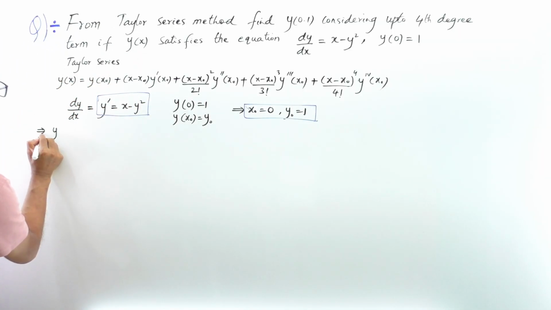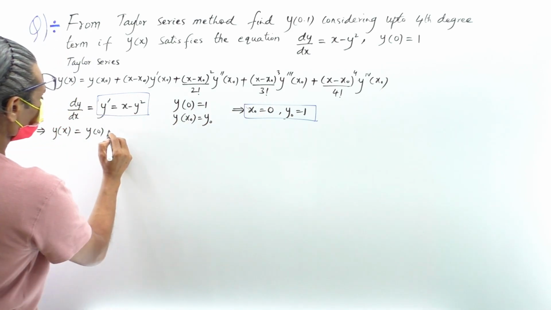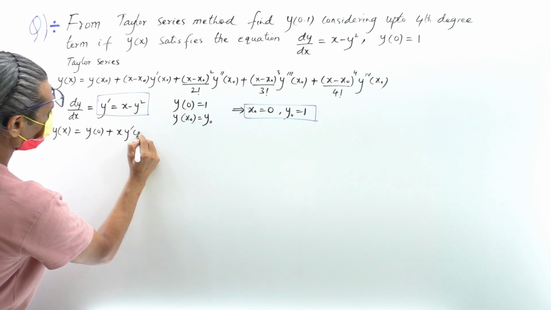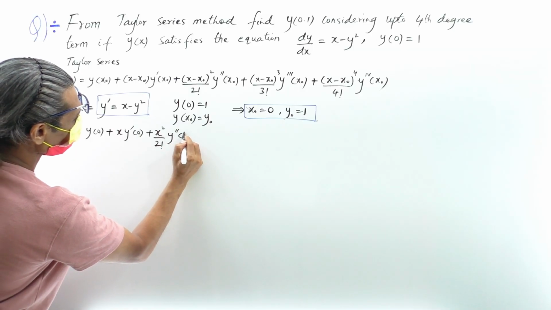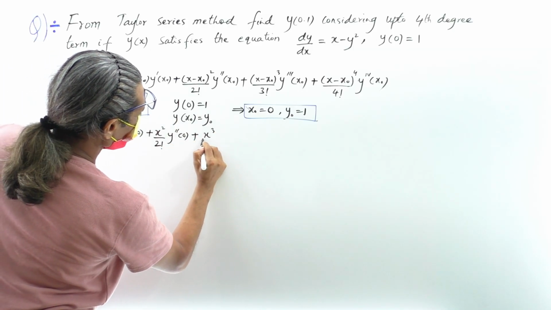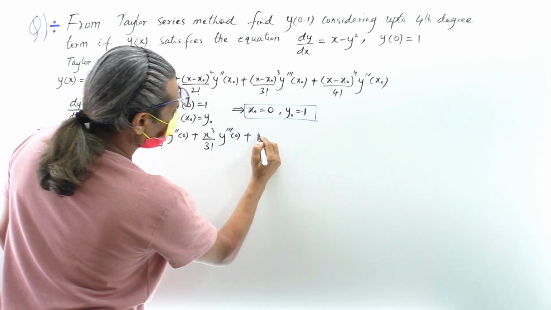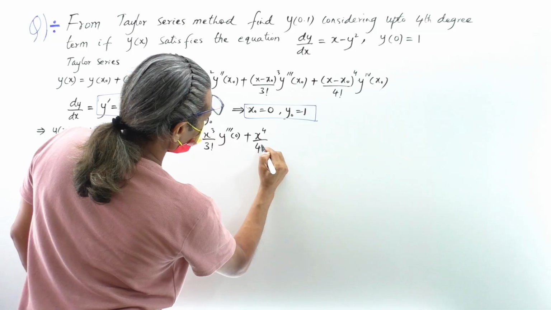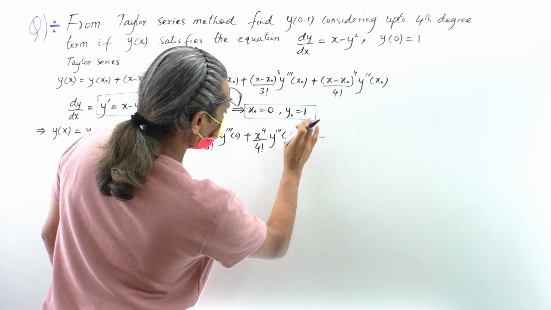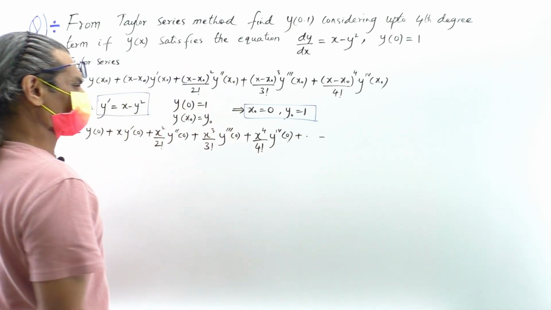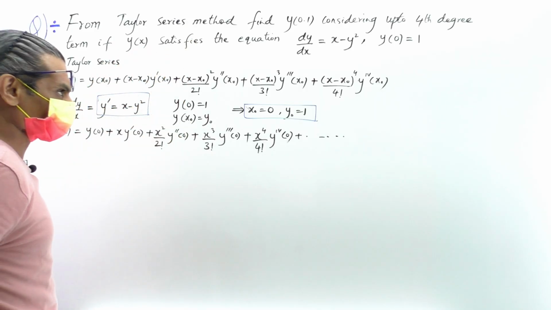So that implies y of x is equal to y of 0, because obviously x naught is 0, plus x minus 0, that is x only, into y dash of 0, plus x square over 2 factorial into y double dash of 0, plus x cube by 3 factorial into y triple dash of 0, plus x raised to 4 by 4 factorial into y4 of 0, plus so on. And since we are required to find only up to the 4 degree, that's enough. Okay, please do write it. So this is the actual series for the given question up to 4 degree.